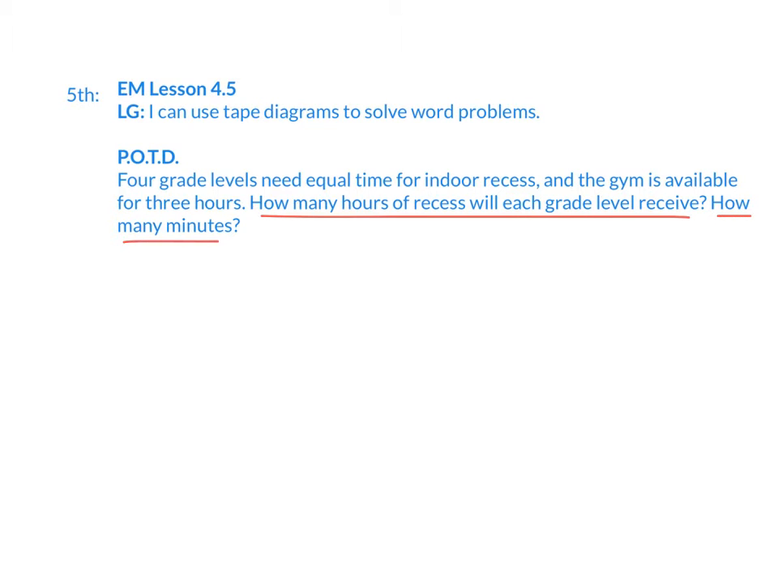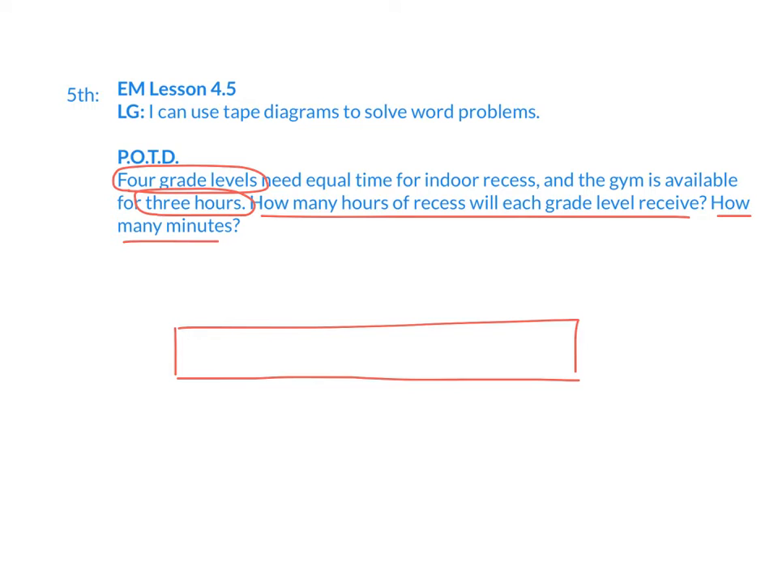The important information is that there are 4 grade levels, and they need to share the gym for 3 hours. Okay, so if we're drawing a tape diagram to represent this, we need to show that the piece of tape is all of the time that the gym is available for. How long is the gym available for, everyone? 3 hours. Good, so we're going to label it as 3 hours.